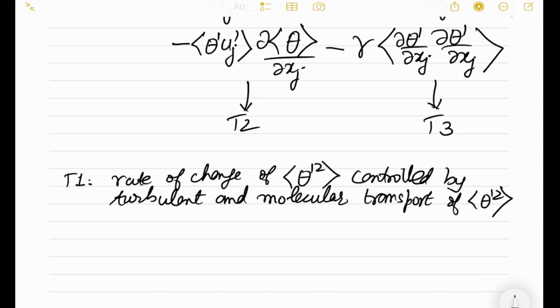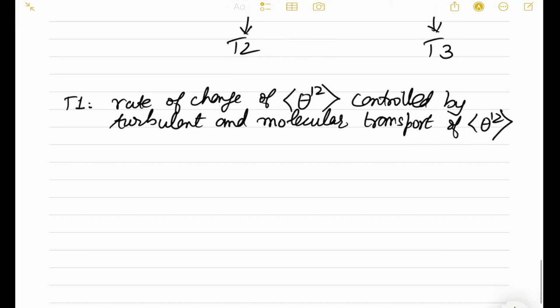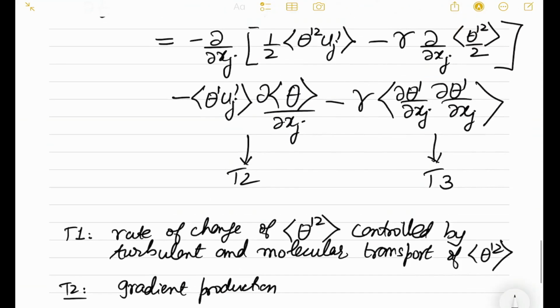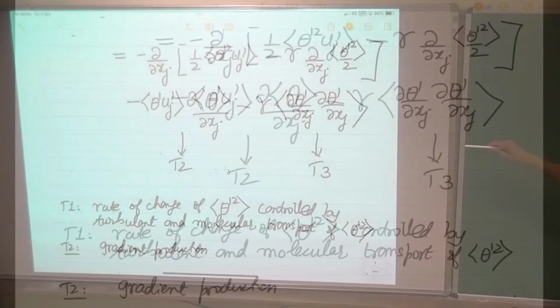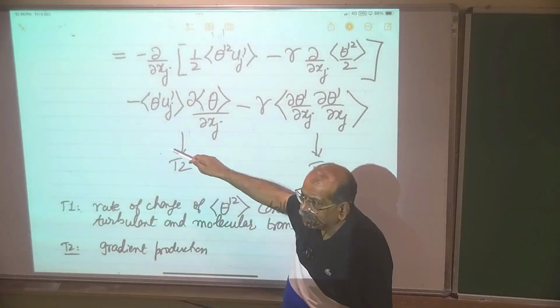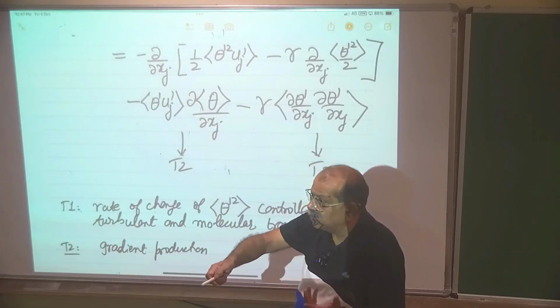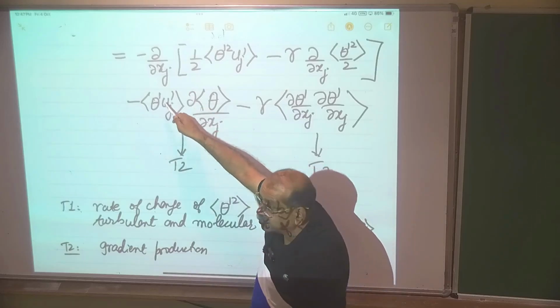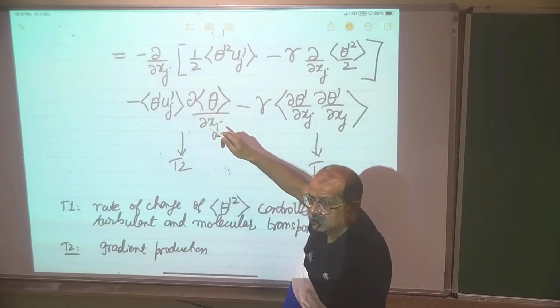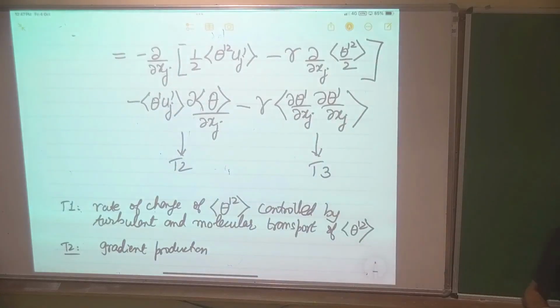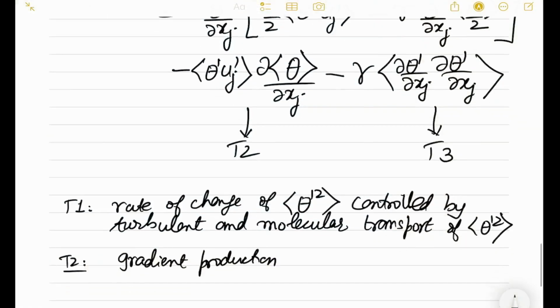Okay. The second term which is there is the production term, because this is not a transport term, there is no d by dxj. So, this term is basically like the turbulent production term we had in the kinetic energy equation. So, this leads to the production of theta prime square. And the third term which we have is basically the molecular dissipation.